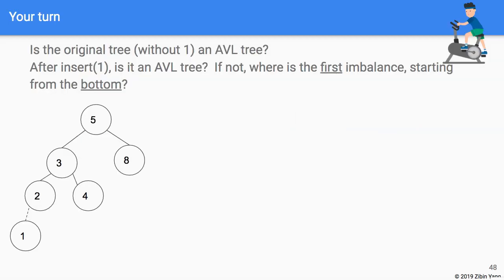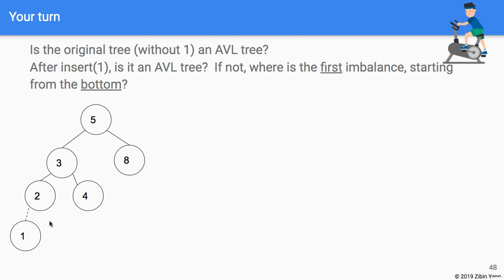So let's look at an example. Let's look at this tree. The first question is, when you see a binary search tree, is it an AVL tree? So think about it. Is the original tree without the one an AVL tree? And then we're going to be inserting the number one in there.